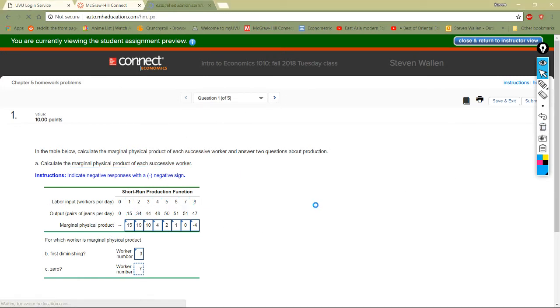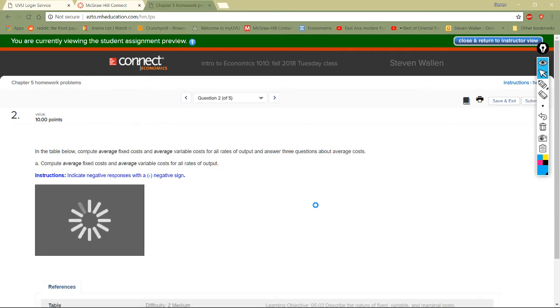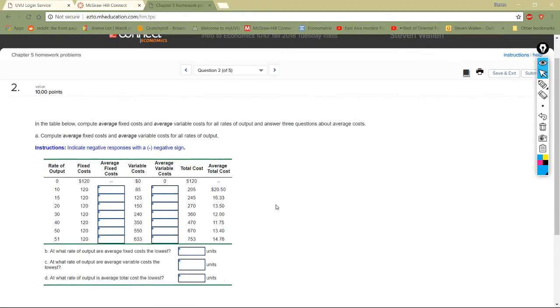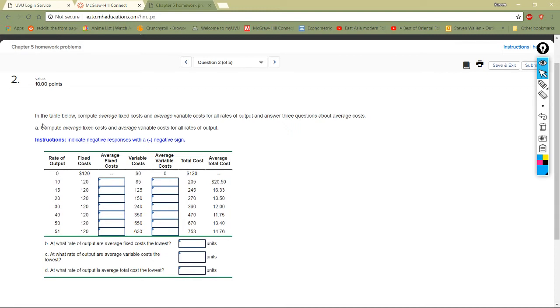Next question. Ooh, we got a lot of math here. In the table below, compute average fixed costs and average variable costs for all rates and output, and answer 3 questions above about average costs. All right, so let's go through and do this, shall we? Rate of output 10, fixed costs 20, average fixed costs.